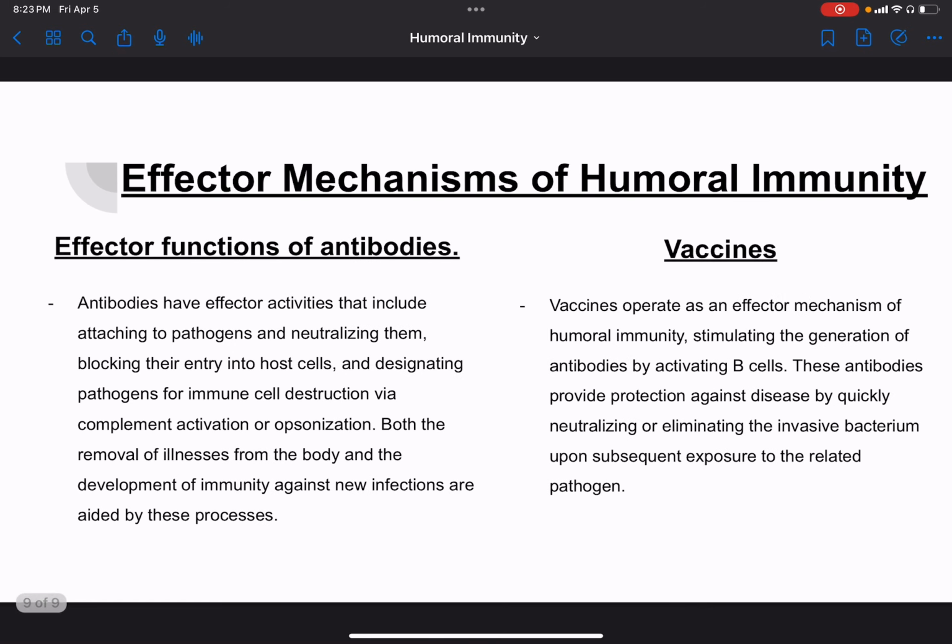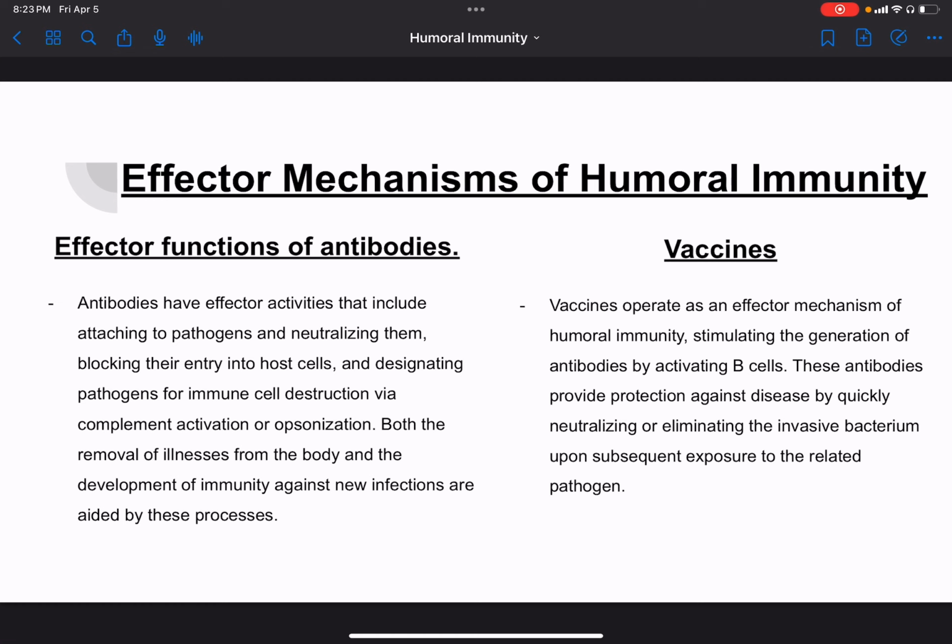Moving on to chapter 8, we have effector mechanisms of humoral immunity. So, effector functions of antibodies. Antibodies have effector activities that include attaching to pathogens and neutralizing them, blocking their entry into host cells, and designating pathogens for immune cell destruction via complement activation or opsonization. Both removal of illnesses from the body and the development of immunity against new infections are aided by these processes.